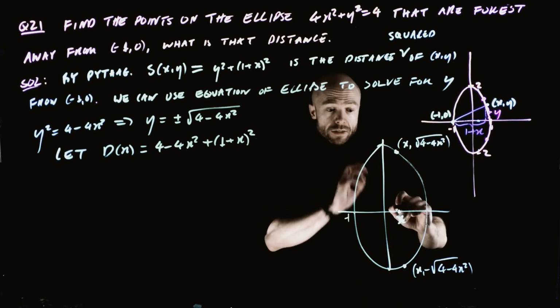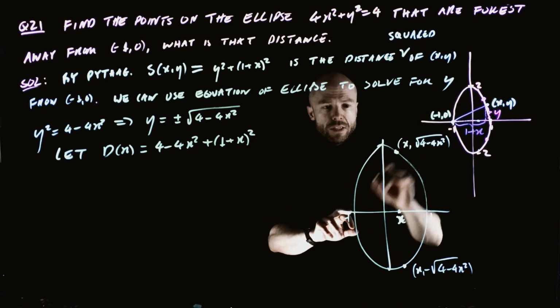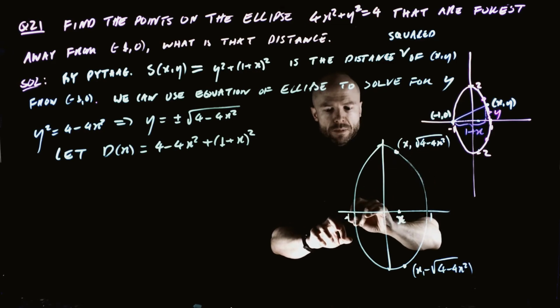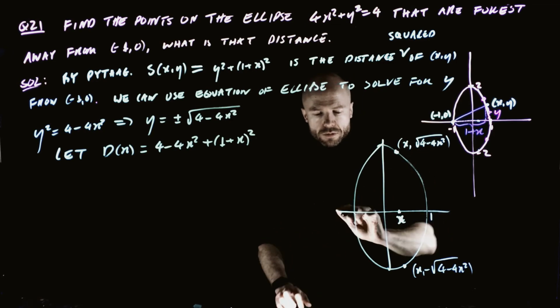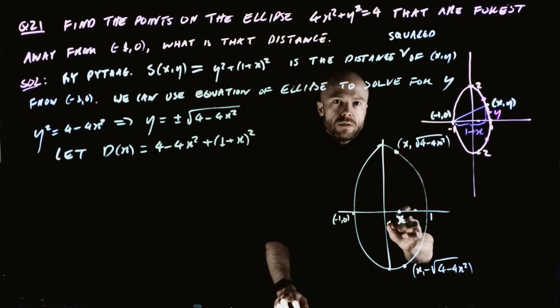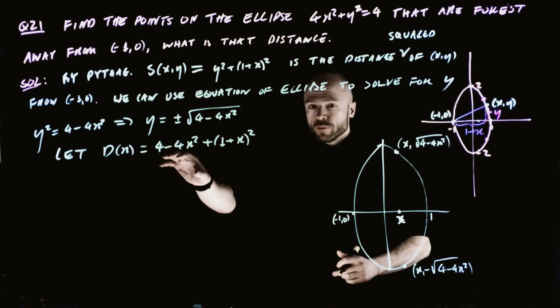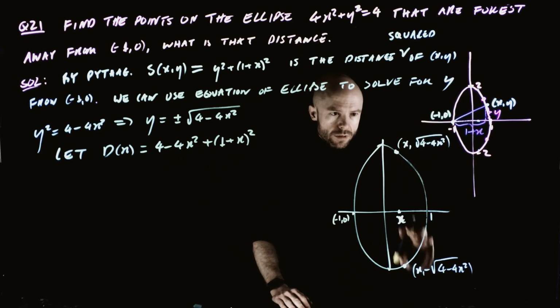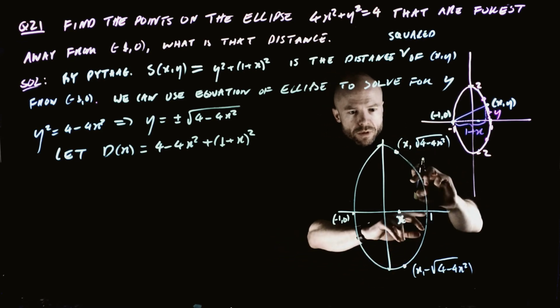And so for every x, we can ask about the distance from the point on the ellipse defined by that x to the point minus 1, 0, this point here. That distance depends just on x, and it's given explicitly by this formula. So as we move x, we get these mirrored points.